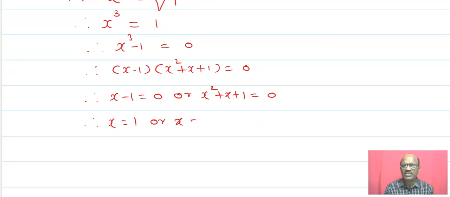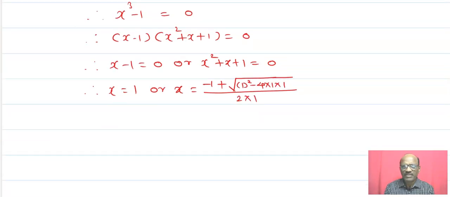x minus 1 into x square plus x plus 1 is equal to 0, and that's why you are getting x minus 1 is equal to 0, or x square plus x plus 1 is equal to 0. Now we cannot factorize this. Therefore, we will apply the formula method.